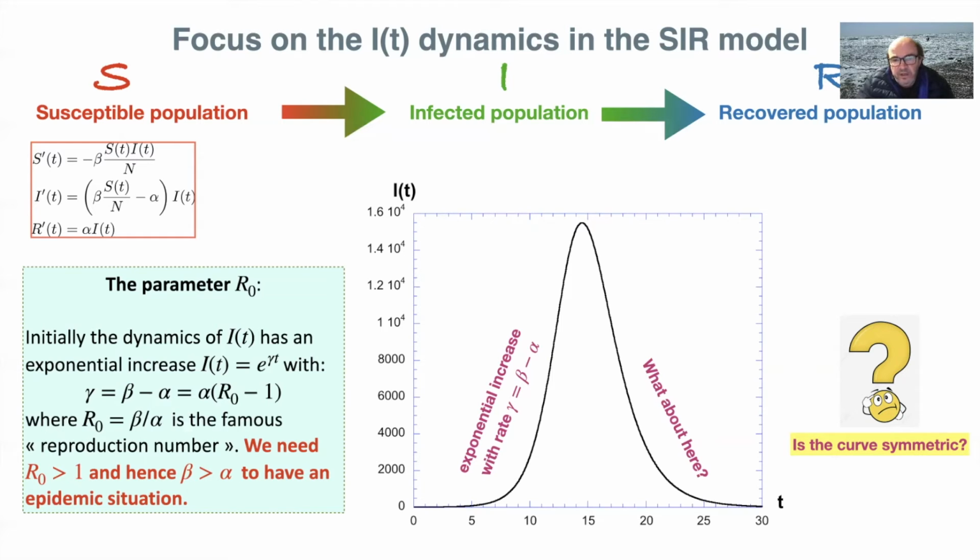So in fact, the initial exponential increase is well known, and its rate is small gamma. My question when I saw this model was: what about the decrease? I tried to look at different textbooks, and in fact it's not described in textbooks. So my first question was: is the curve symmetric? It means, is the decrease the same as the increase?